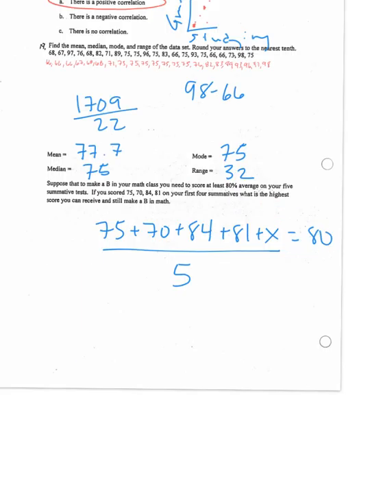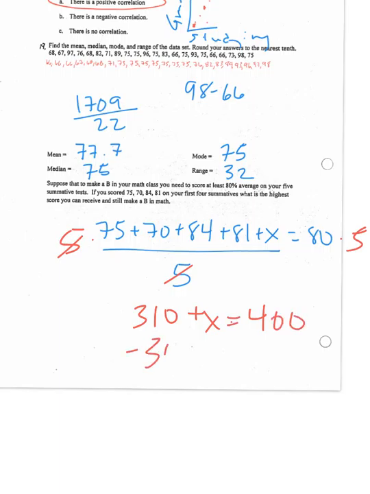And this last one, the setup, is you take all of your scores, add x, your fifth test, and then start to solve for x. When you divide that by 5, set it equal to 80. So 5, multiplied on both sides, makes this 310 plus x equals 400. And then subtract 310 and get your fifth test should be a 90.